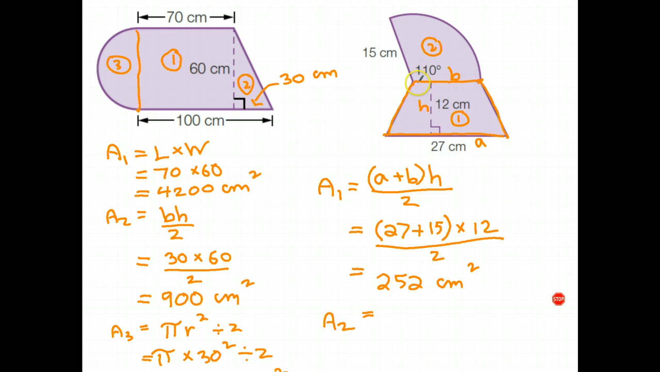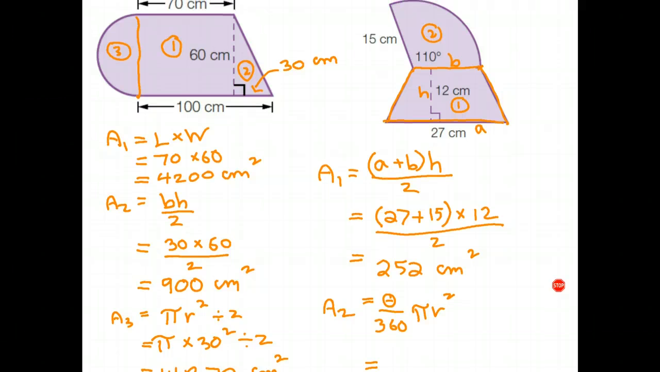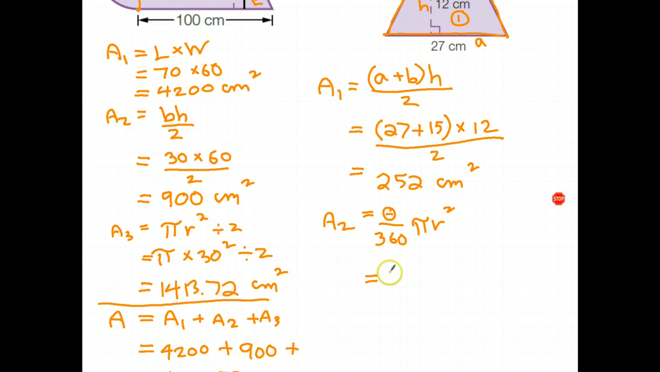Okay, off to area 2. Well, once again, this is a sector. So we write down the formula: theta on 360 times the area of a whole circle, pi r squared, equals, okay, the angle that we need is 110 and the radius is 15. So 110 over 360 times pi times radius squared.